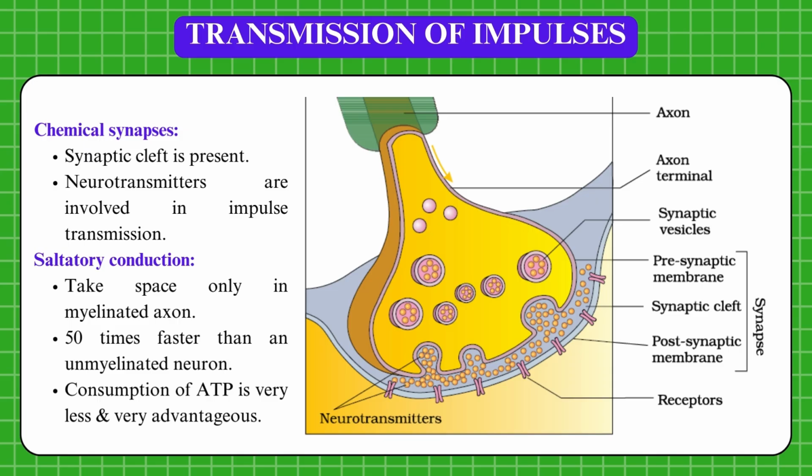Then saltatory conduction. It takes place only in myelinated axons. It is 50 times faster than in an unmyelinated neuron. Consumption of ATP is very little, which is very advantageous.